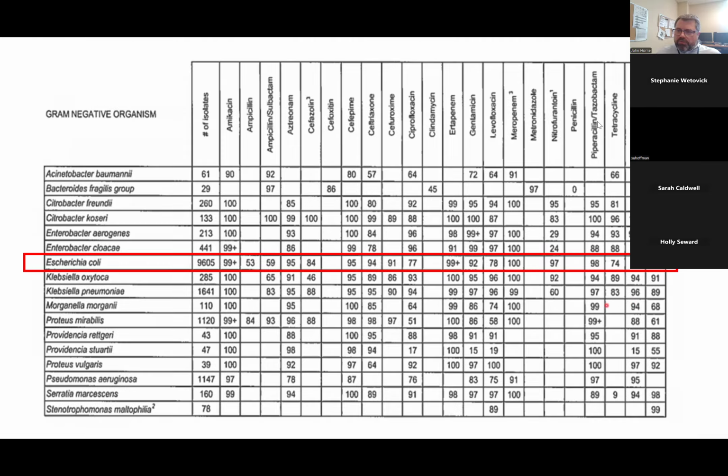We would go with cephalexin. Yes. So I would go with cephalexin also. Cefpodoxime is good. Ceftriaxone. Yeah. Yeah, those are good options. Yes.